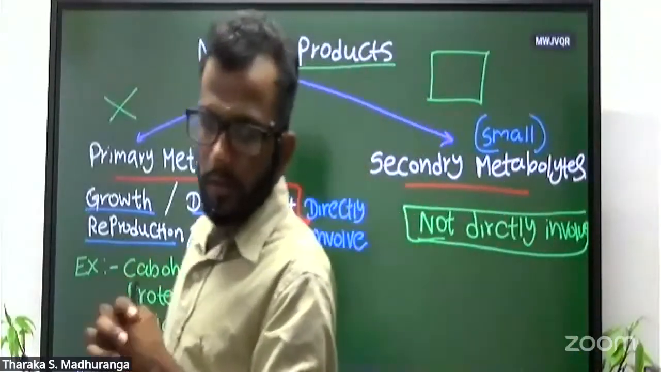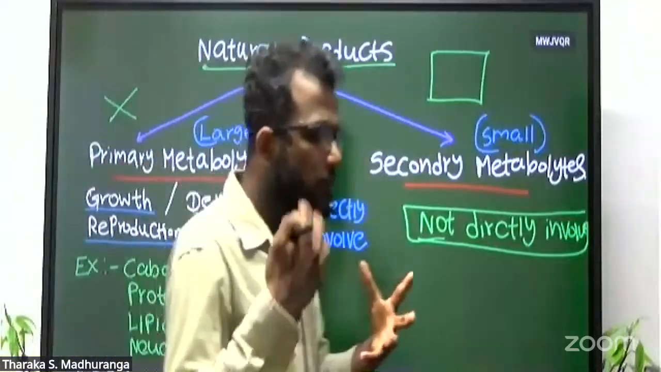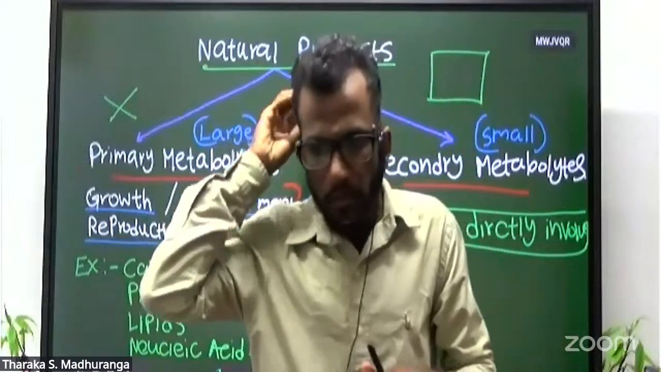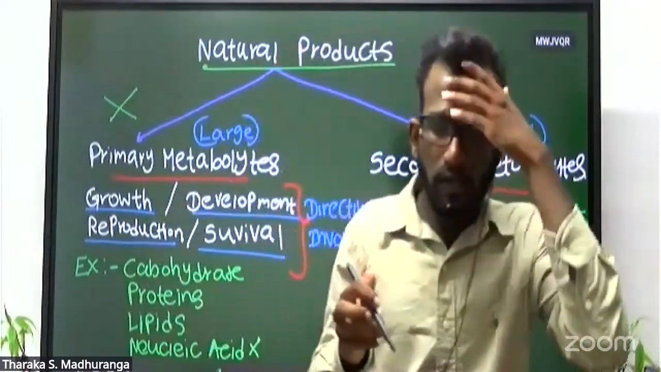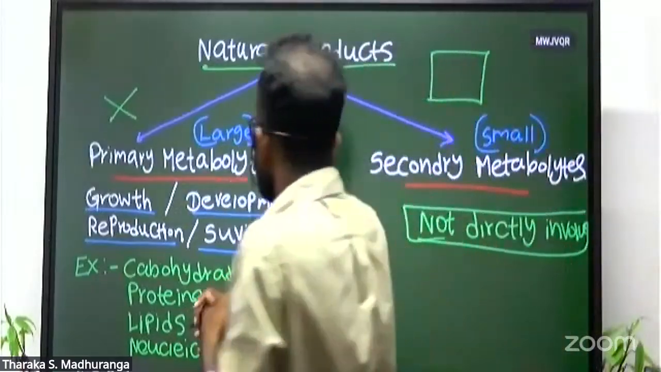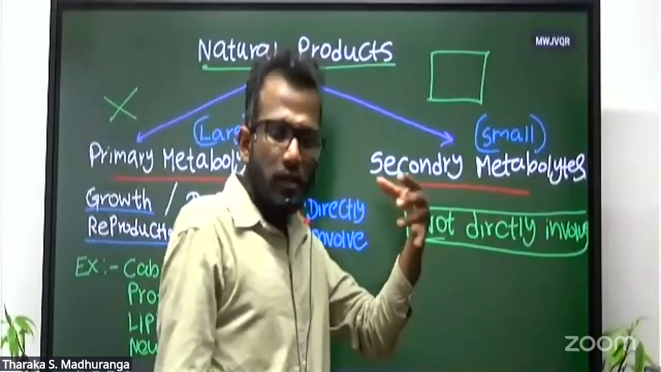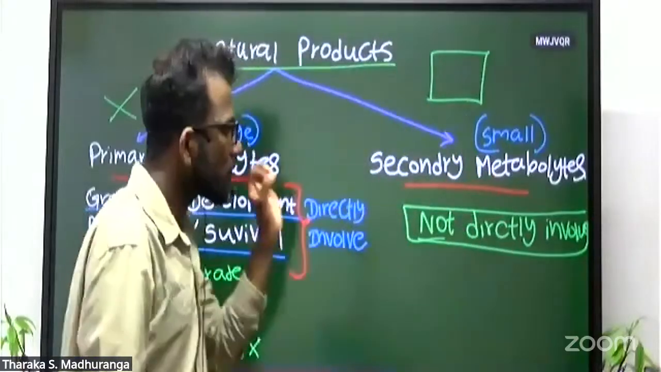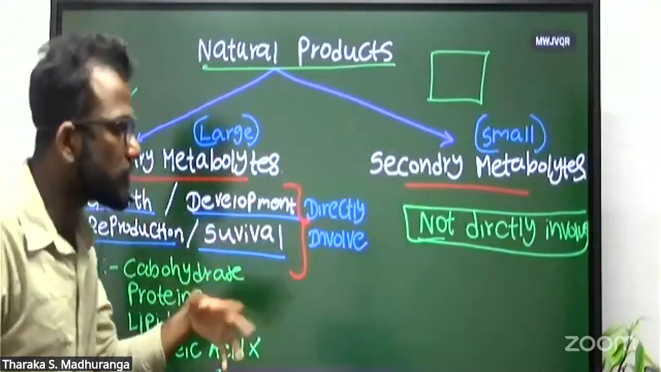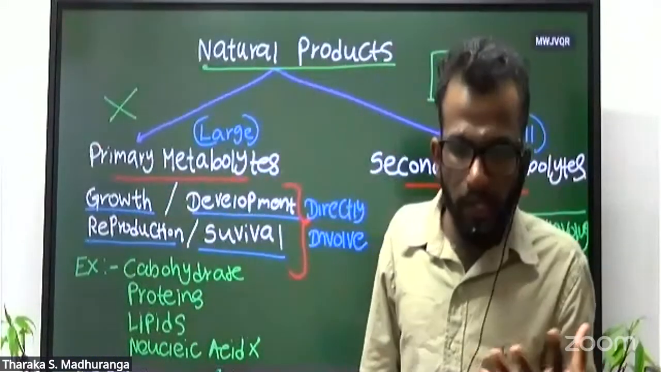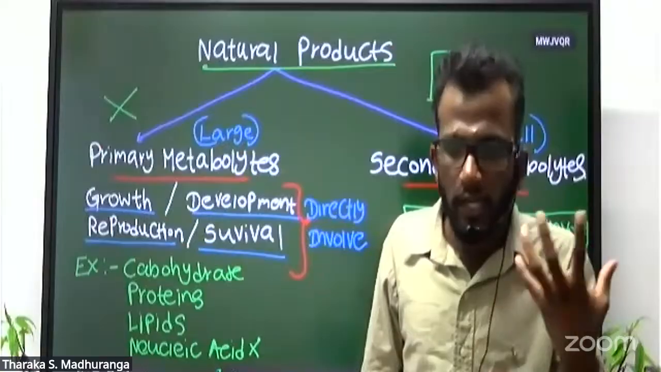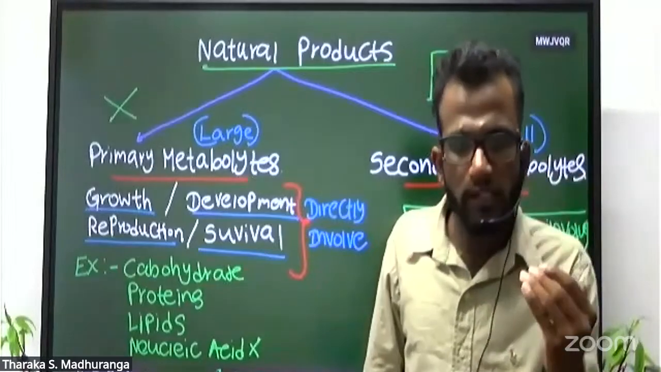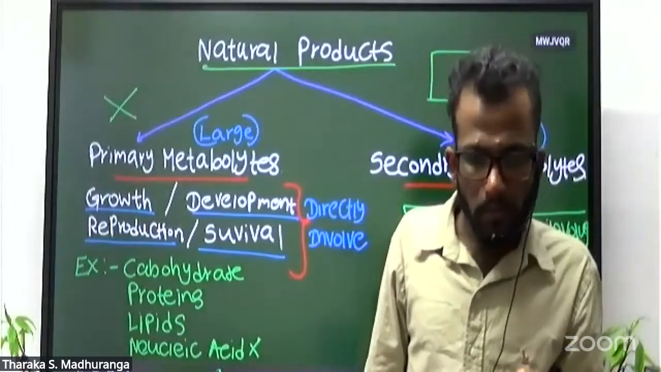The secondary metabolites. The definition is being asked for secondary metabolites. I have given it in the tute also, that definition is okay. The definition of secondary metabolites is that they are organic compounds produced in living organisms, not directly involved in growth, development, production, and survival processes.